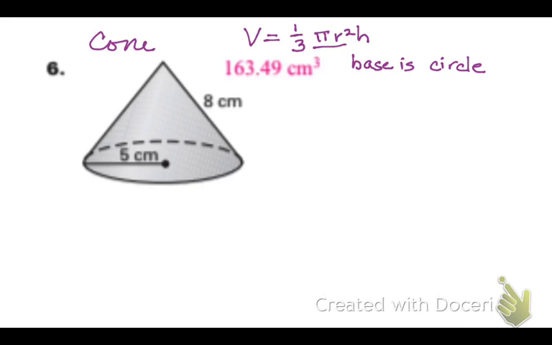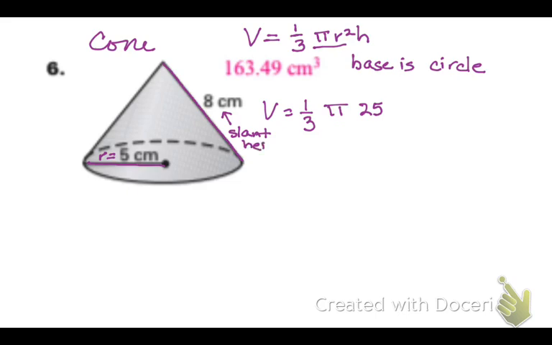So 1/3 pi r squared h. Pi is pi. Here's my r. R equals 5 centimeters, so 5 squared is 25. Now, here comes the tricky part. This says that this line is 8 centimeters. Now, is that the height? No, it's not. This is the slant height. Remember from when we were doing surface area? This is the slant height.